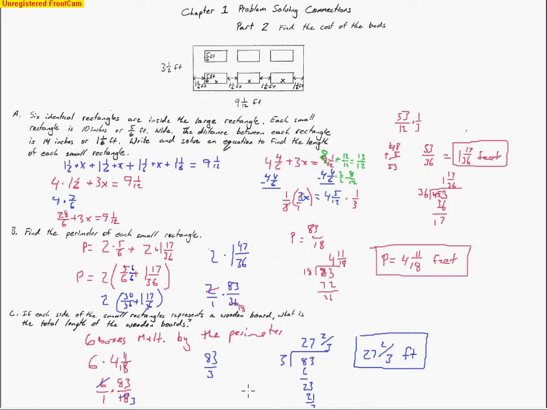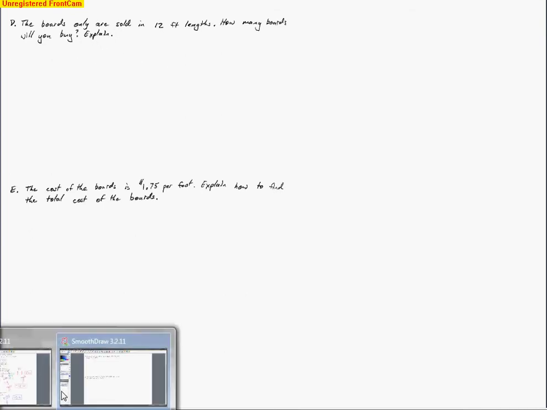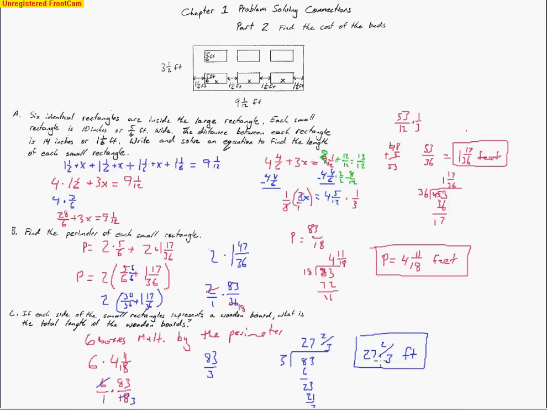So then they move on and ask us some other questions. And let's check out what they say here. It says the boards are only sold in 12-foot lengths. How many boards will we buy? Well, let's go back to how many we had there. So we had 27 2/3, which was 83 thirds. That's what we needed there.